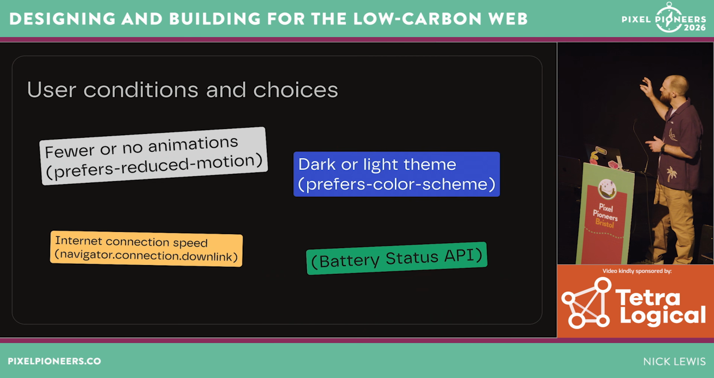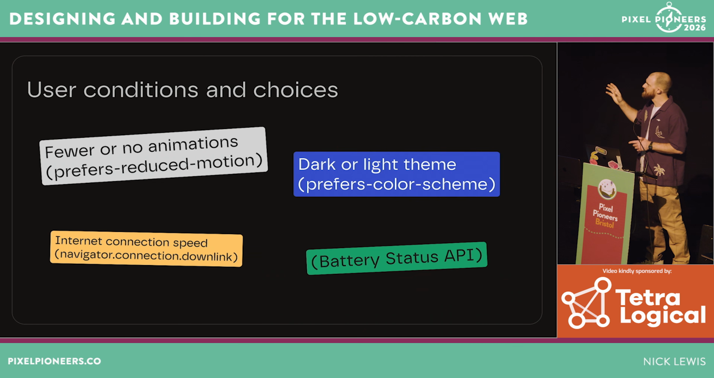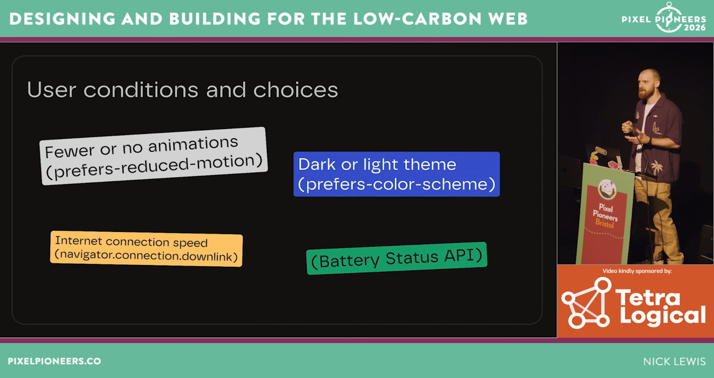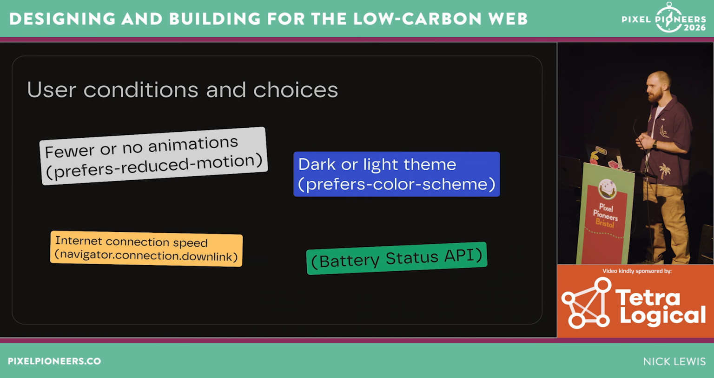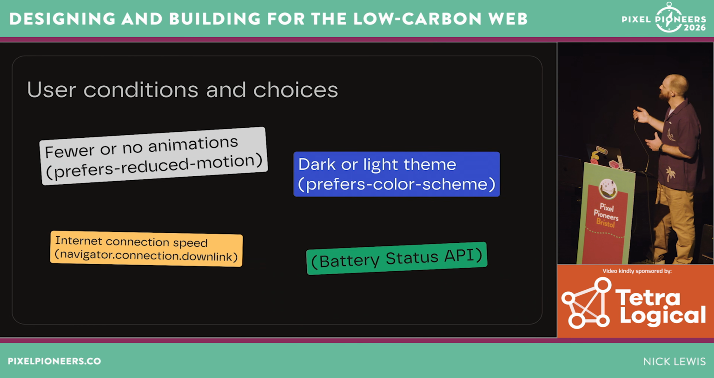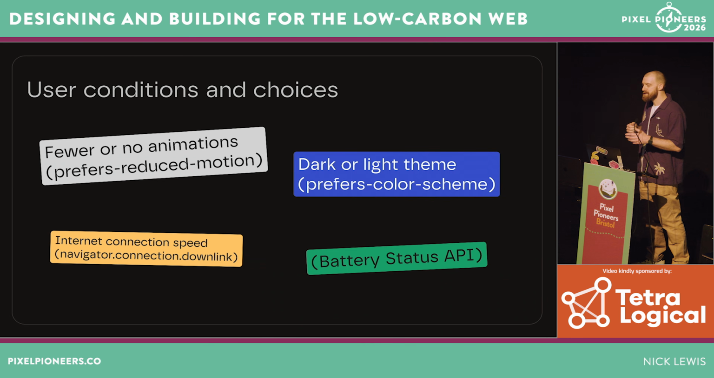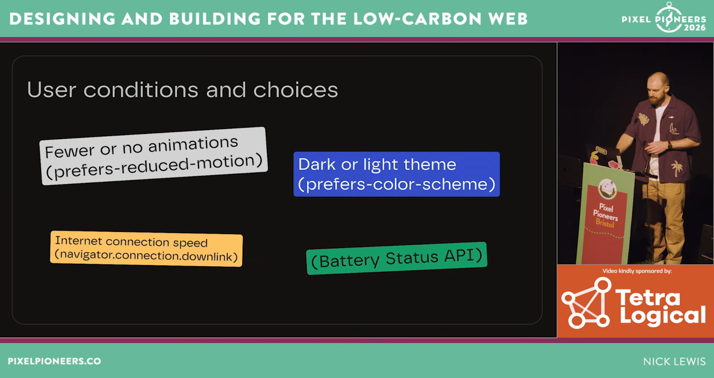We've now got some other interesting ones, so we can start to detect people's internet connection speed from within our code within the browser. So if somebody's on 4G, we can perhaps start to reduce some of those more flashy design aspects and reduce them down. We've got things like the battery status API, which is definitely not baseline yet, but hopefully it will be, because again, we can do some interesting things with that too.